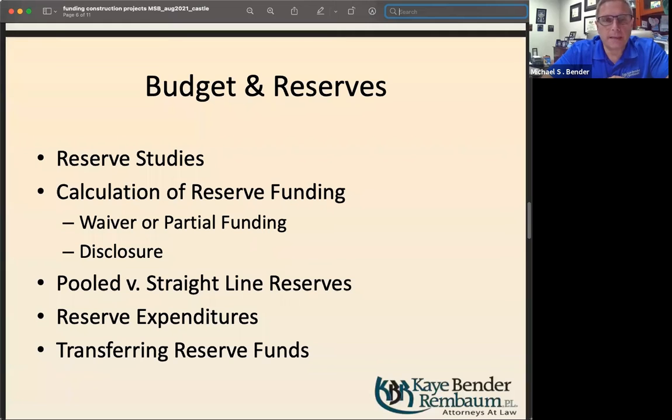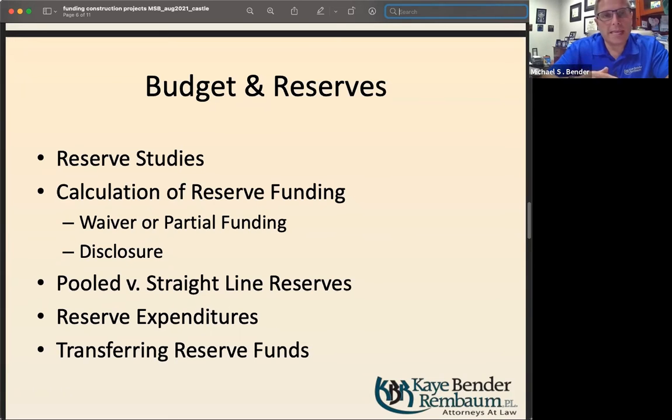Generally speaking, the way you calculate reserve funding, let's use a roof, for example. I'm going to use very simple numbers. A roof has a 20-year lifespan, and it's going to cost $20,000 to replace. If it's year zero, you would need to reserve $1,000 a year, because at that rate, at the end of 20 years, when the roof needs replacing, you'd have $20,000 in your reserves.